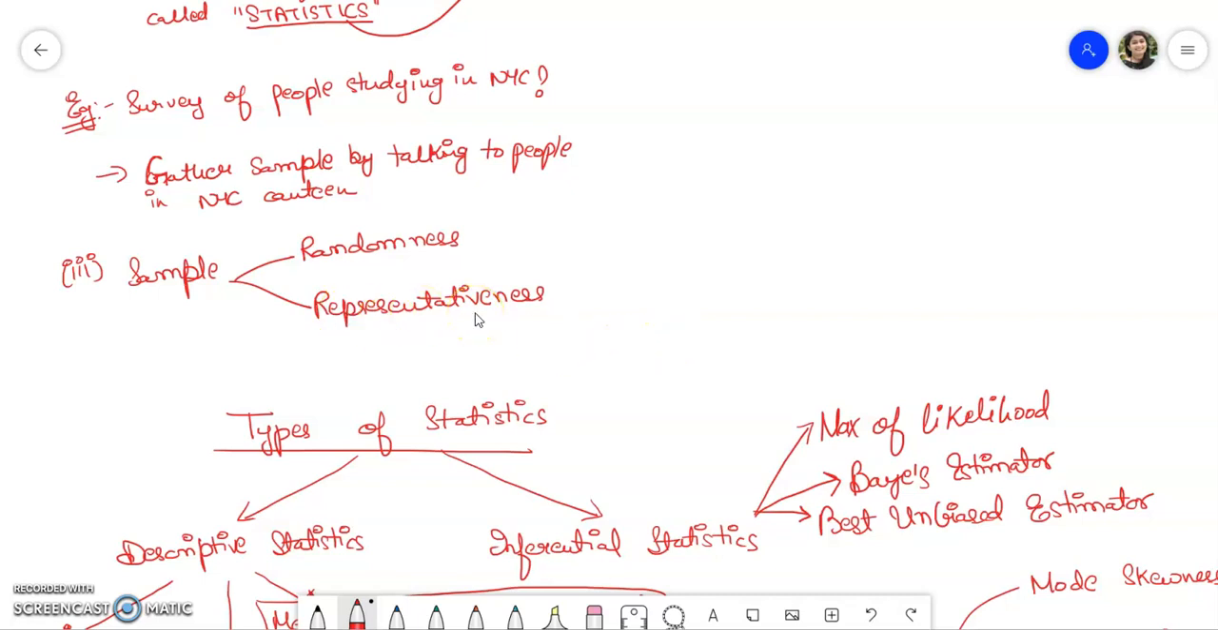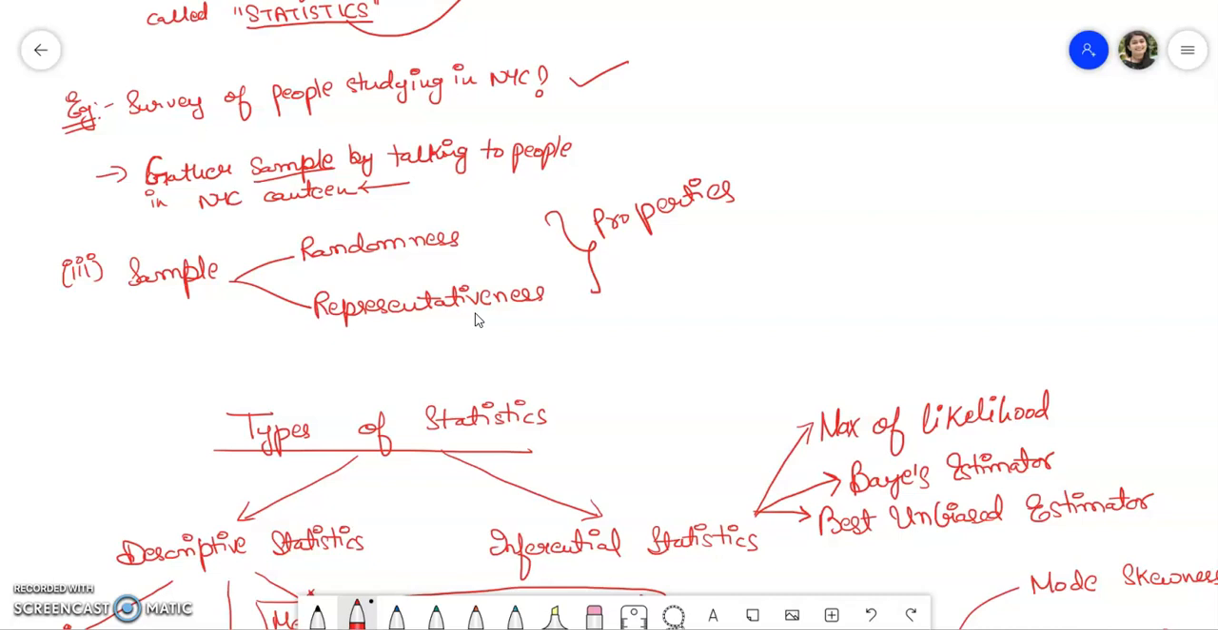There are two things you need to know about a sample. These are the properties which a sample should have. For this example, I'm gathering the sample by talking to people who are present in the canteen. I'm not talking to people who are doing distance education or who are there in the classroom. I'm just going to the set of people who are sitting in a canteen and talking to them about the job scope and so on, with only these people. So now I'll come to this point.